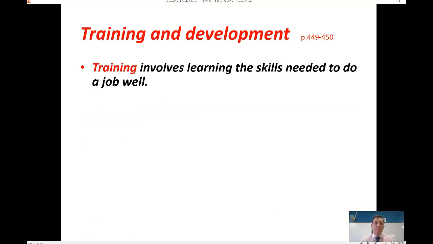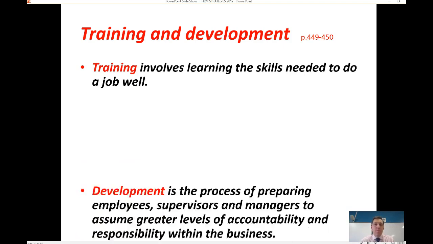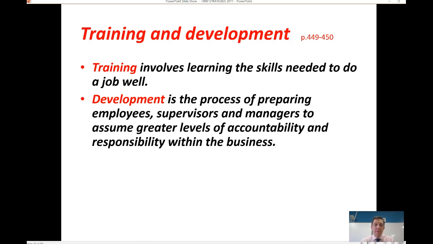So training, as we've spoken about in processes, involves learning the skills needed to do a job well, whereas development is the process of preparing employees, supervisors and managers to assume greater levels of accountability and responsibility within the business.